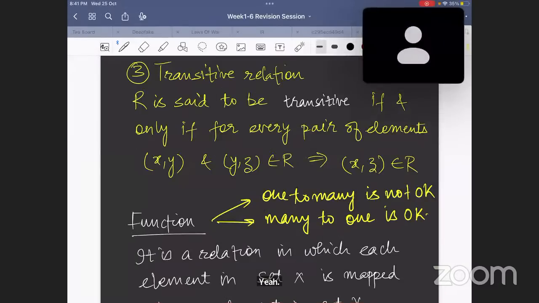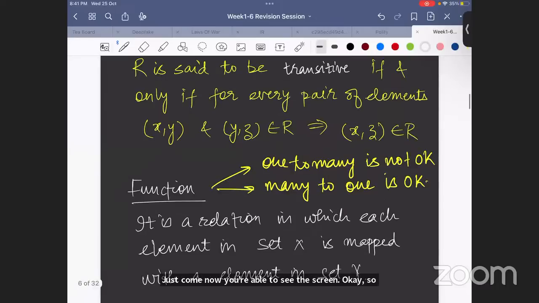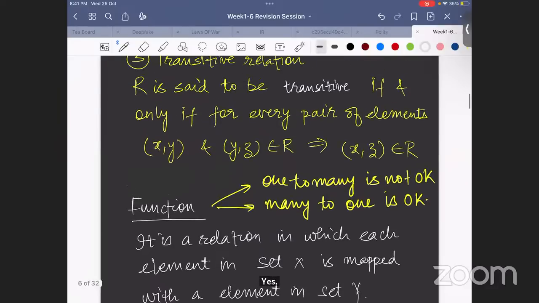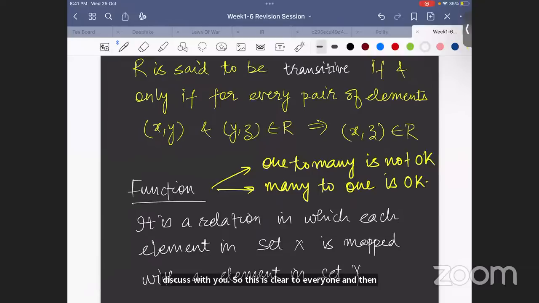Let's come back. Now you're able to see the screen. Whatever example you told, I'll discuss that same example. I'll just copy it from there and discuss it. So this is clear to everyone. Okay, then let's come to some example now.